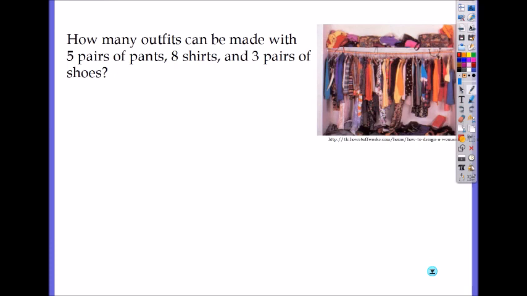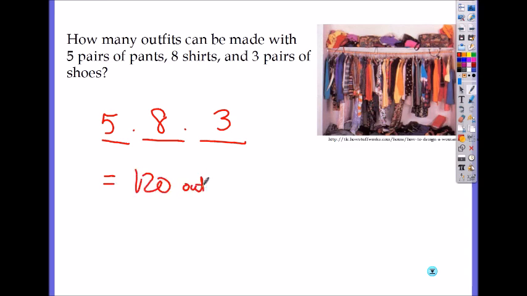What about here? How many outfits can be made with 5 pairs of pants, 8 shirts, and 3 pairs of shoes? So how many different events? Shirts, pants, and shoes, right? So 5 pairs and 8 shirts and 3 pairs of shoes. How many total outfits? 120 outfits.